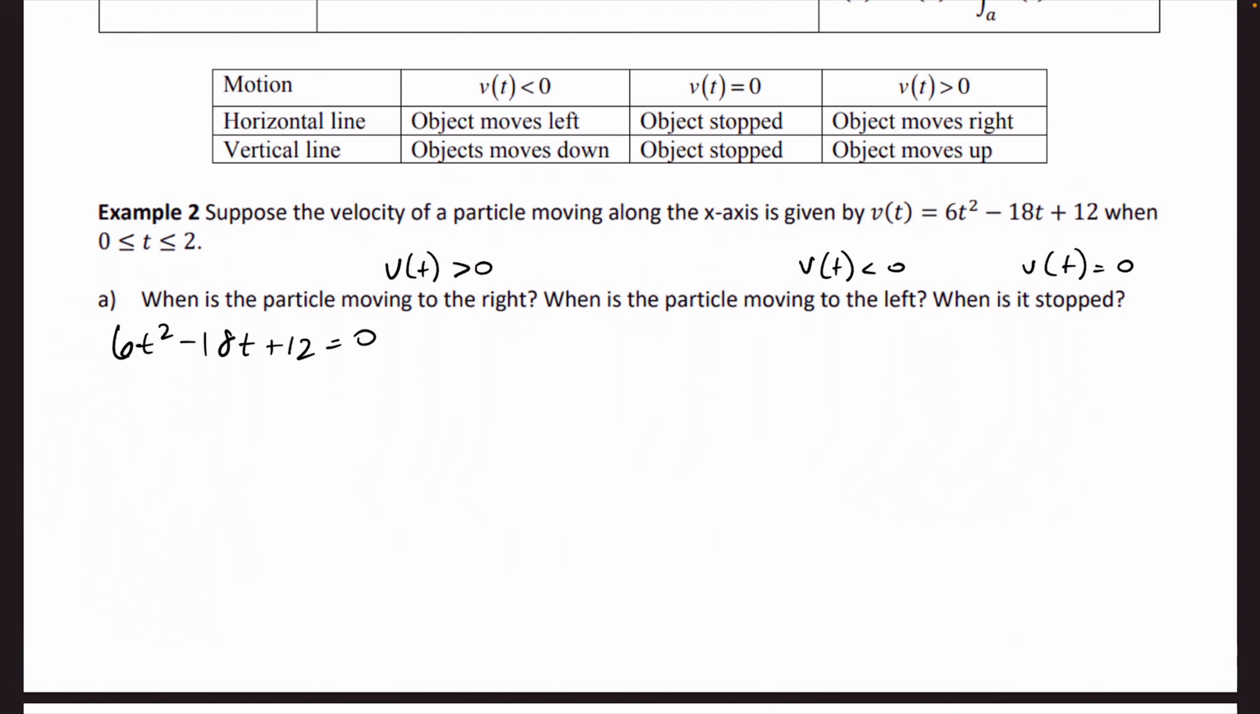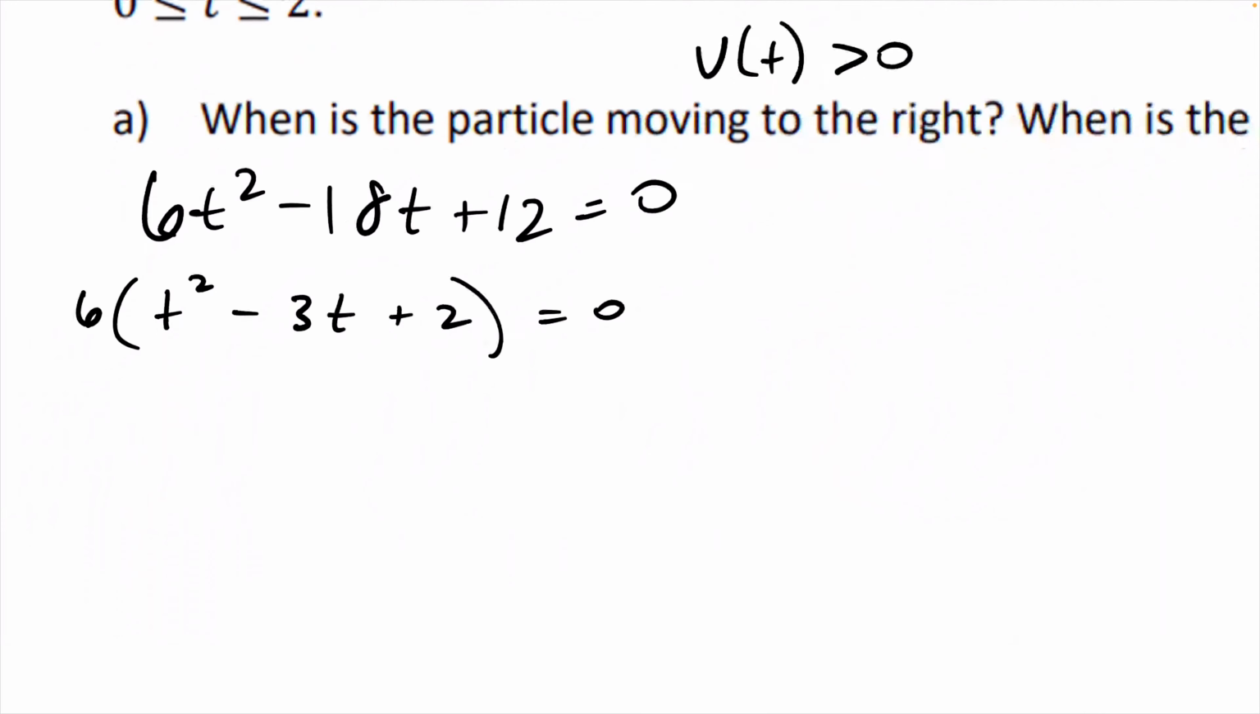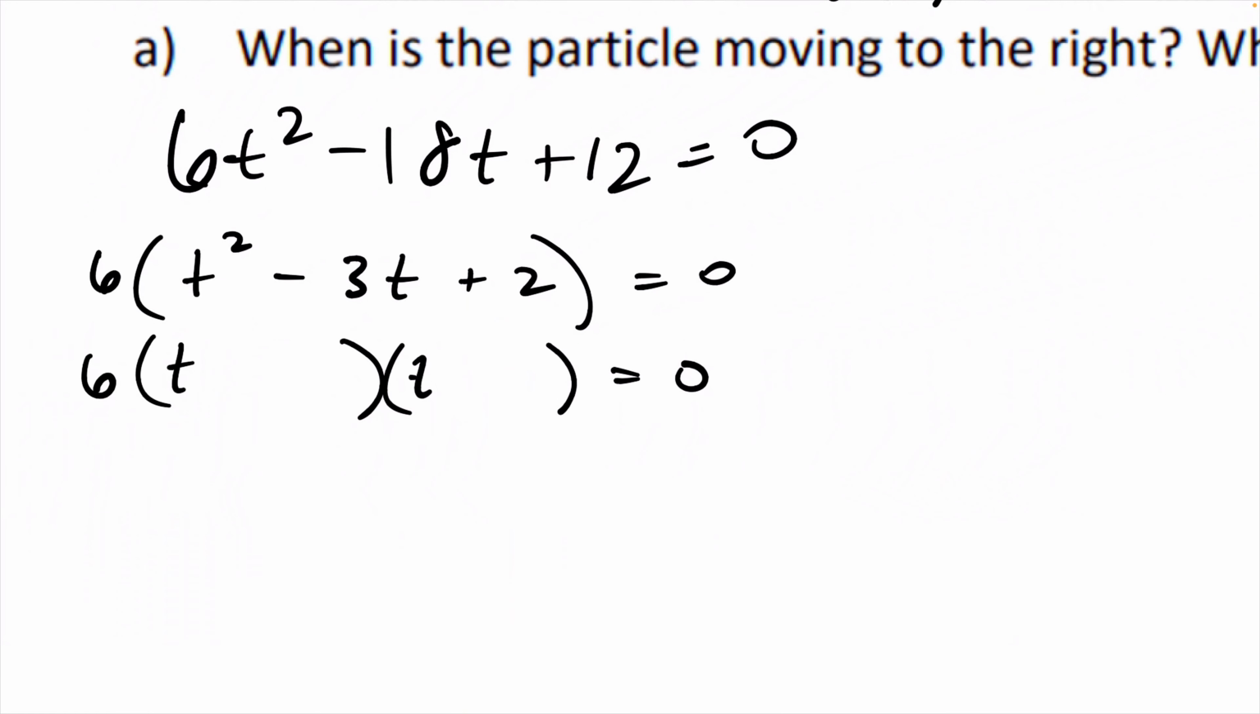It's a trinomial. So for a trinomial, let's see, the GCF, I can divide them all by 6. So you get t squared minus 3t plus 2 equals 0. So we're looking for two numbers that multiply to be 2 and add to be negative 3. What two numbers multiply to be positive 2 but add to be negative 3? Negative 2 and negative 1.